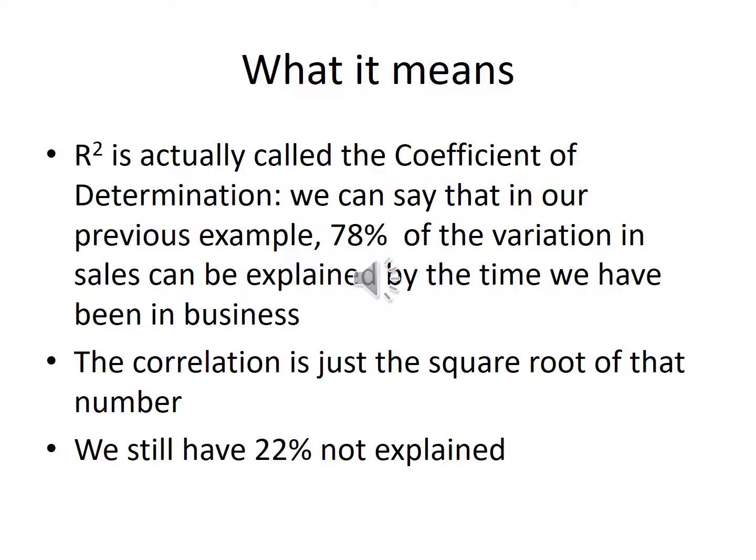Came up with this. So that number we had, that 0.78, that's actually telling me about 78% of my variation in sales can be explained by the time we've been in business. So that means that there's 22% of the variation I can't explain, right? So all you do is take the correlation and square it. And that gives me the coefficient of determination. And it says I can explain 78% of the variation by that bottom variable.